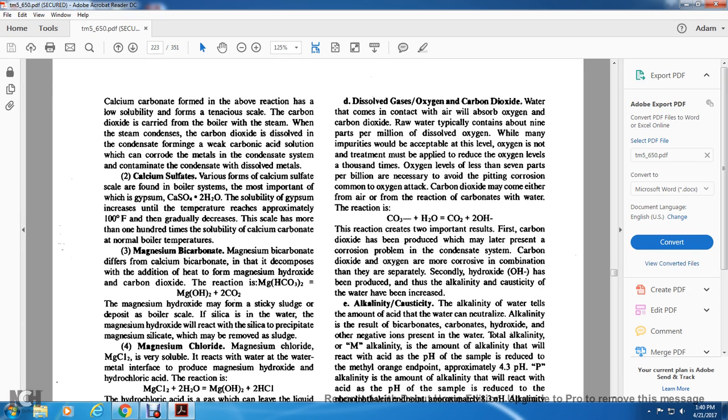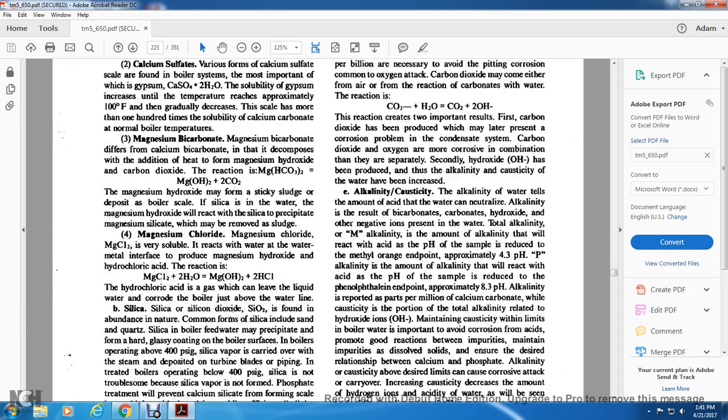Carbon dioxide may come either from air or from the reaction of carbonates with water. Bicarbonate plus H2O equals carbon dioxide plus hydroxide. The reaction creates an important result: the host carbon dioxide is carried over with the steam, which is the cause of the carbon corrosion problem in the condensate system. Carbon dioxide and oxygen are a more corrosive combination than either separately. Second, hydroxide is produced, and the alkalinity and causticity of the water are increased.